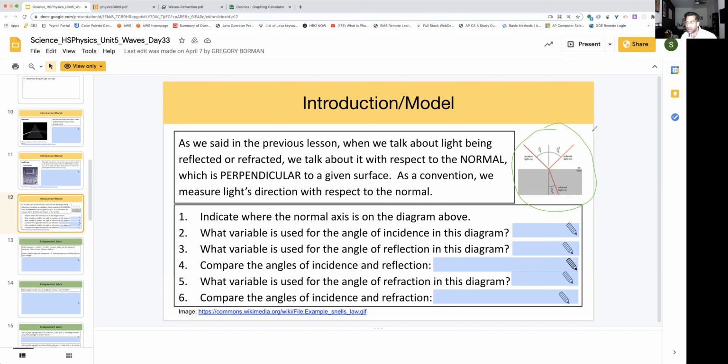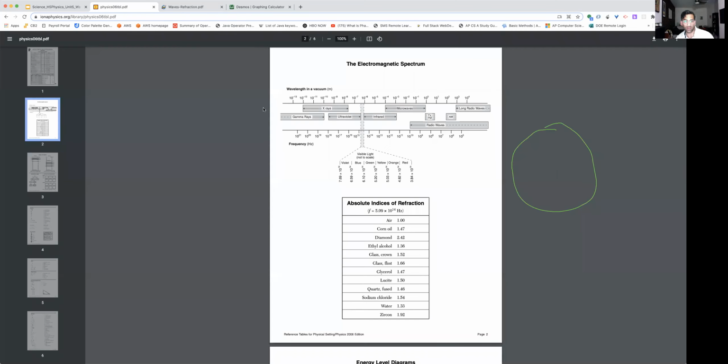Okay, so light will change based on the medium. Its direction will appear to change based on the medium that it's traveling through. And so one thing that we need from our reference table in order to make sense of these directions is something that we call indices of refraction. All right, and we can find this, let me clear the screen. You can find this on the second page of the reference table. We see that air has an index of refraction of 1.00.